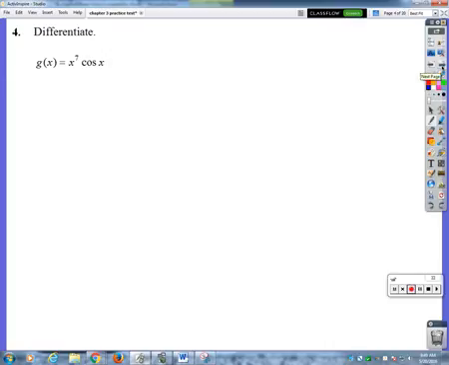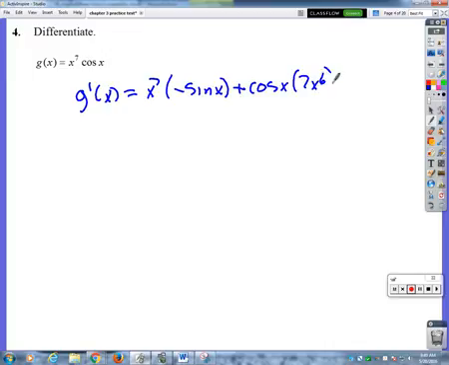Okay, what do we have to do for this? Product rule. So the first one times the derivative of the second one plus the second one times the derivative of the first. Would you like to simplify? No. Sure, why not? There's not really any simplifying that you can do. Okay?